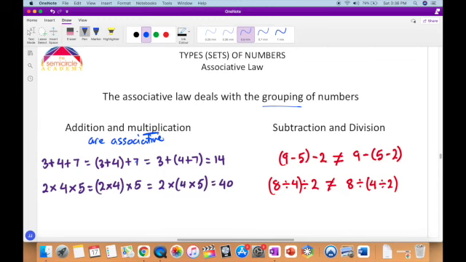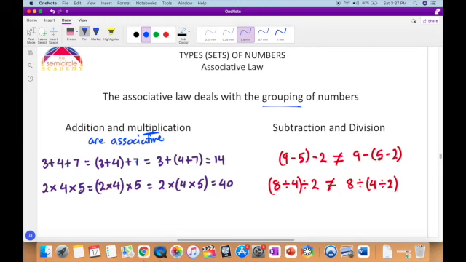And we can see here that that is certainly not true for subtraction and division, because if we do 9 minus 5 first and then minus the 2, right? 9 minus 5 is 4, minus 2 is 2. That will not be the same as if we did 5 minus 2 first, which is 3, and then 9 minus 3, we end up getting 6 on this side. So these two are not equal, right?